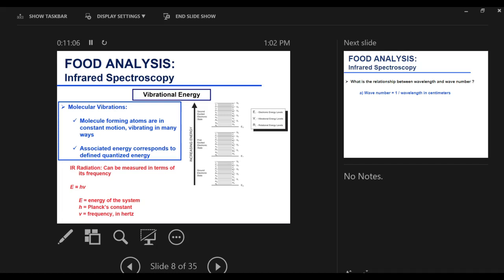So again, the same principle: the IR radiation is the same as UV and visible radiation. You also look at frequency, and frequency is associated with the energy. The higher the frequency, the higher the energy, and h is Planck's constant. So it's the same with any other type of radiation.